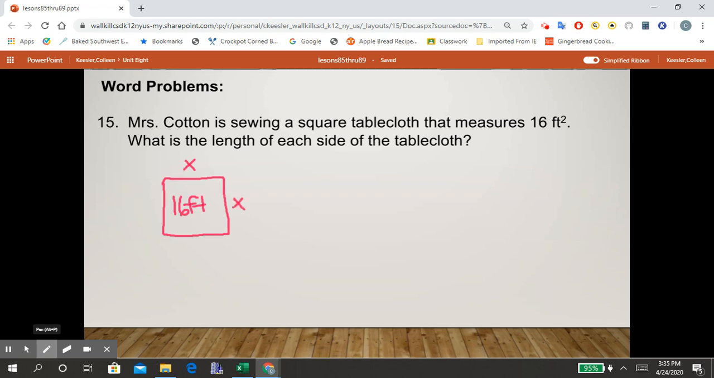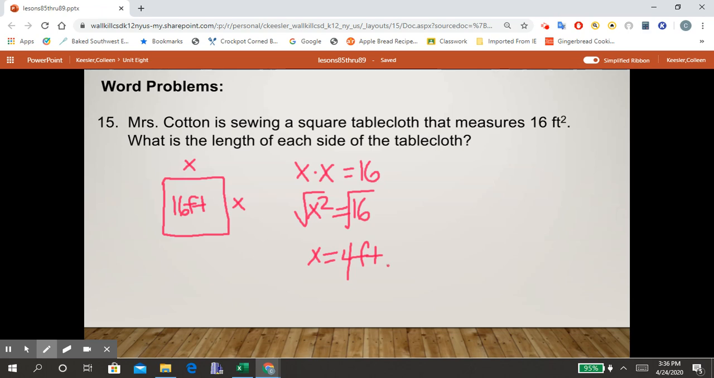So area is length times width, which in this case is going to be x times x equals 16. Well, x times x is x squared. X squared equals 16. So we just have to figure out, well, what number times itself makes 16? Or we can do the opposite of squaring, which is to take the square root, and the square root of 16, which is a perfect square, is 4. So each side of that tablecloth should be 4 feet.